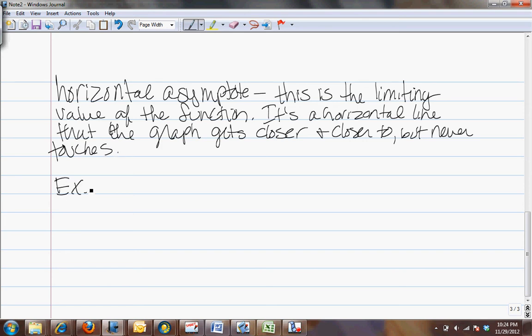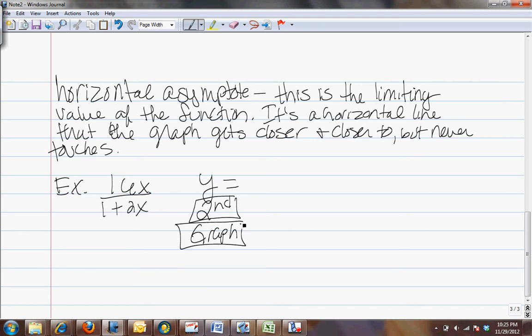So for our example here, let's look at 16x divided by 1 plus 2x. If you didn't graph the last one, make sure you graph this one in your graphing calculator. Go to y equals, graph it, then hit second and graph to look at the table.